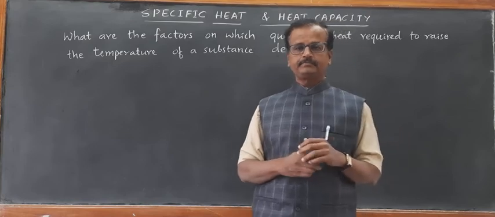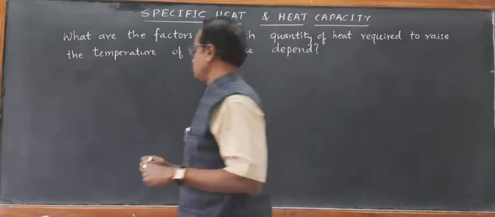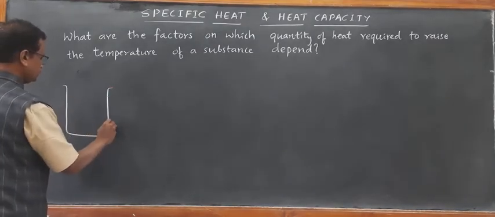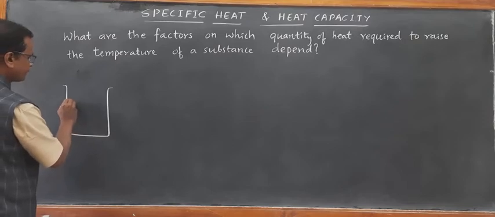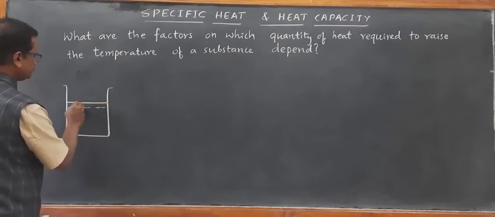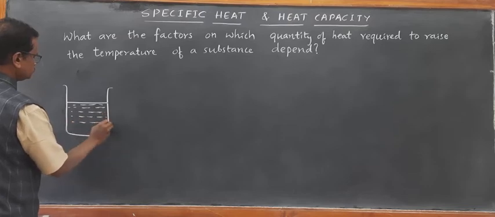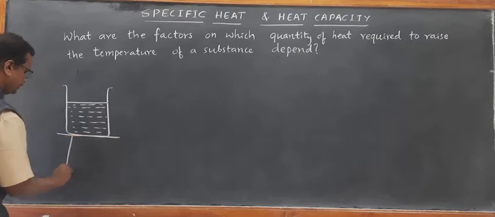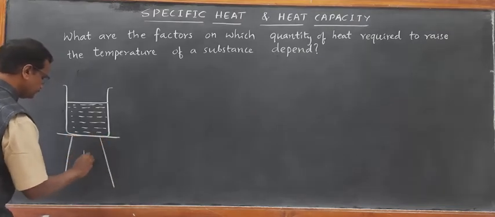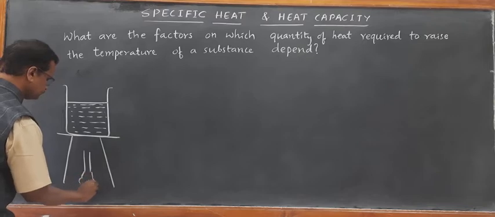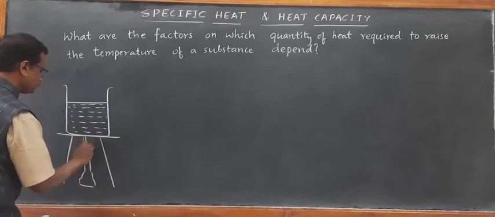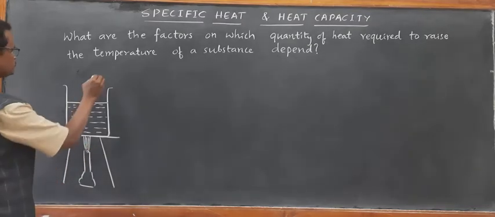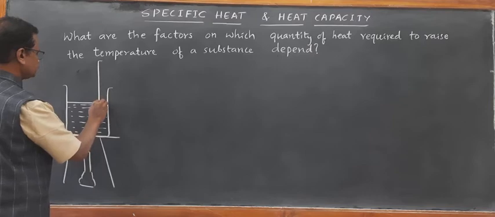To understand this, let us first take 2 liters of water. Suppose I have taken 2 liters of water in a container at room temperature, and keep it for heating using the burner. Note down the temperature using the thermometer.